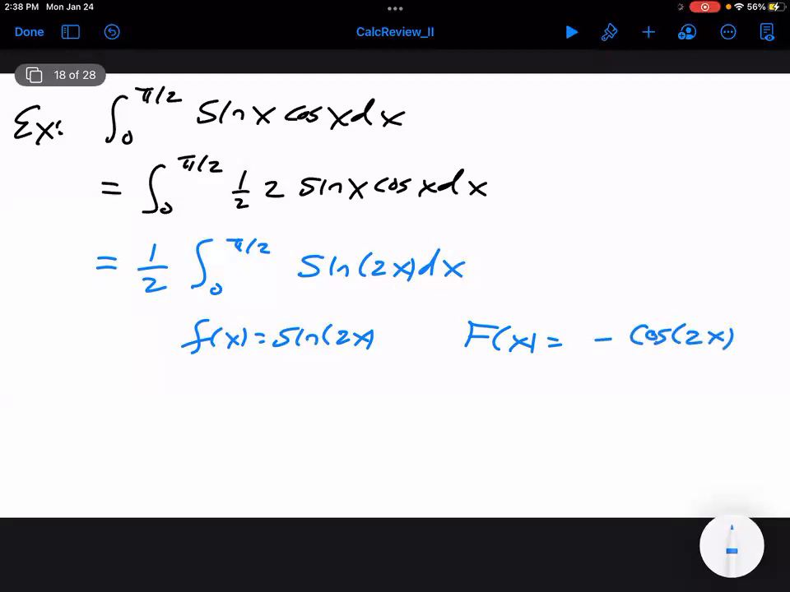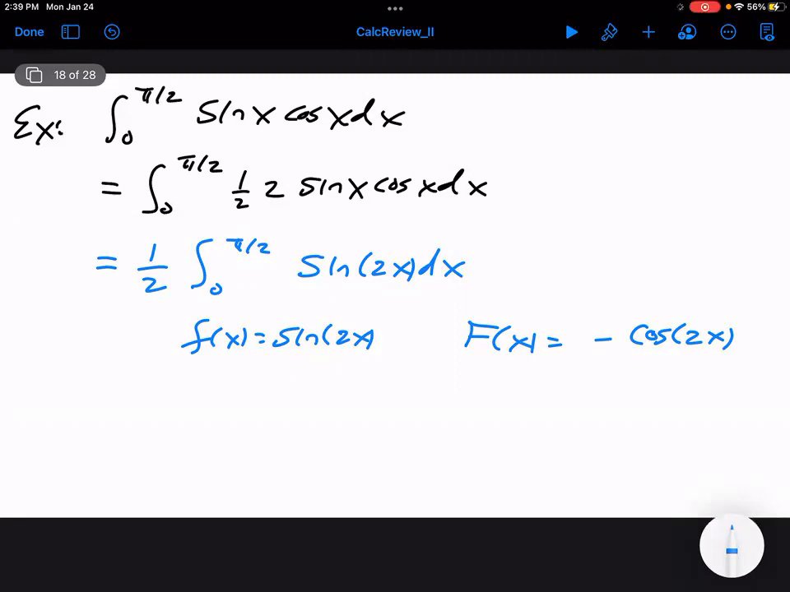And when I take the derivative of minus cosine, I use the chain rule, I get minus from the minus outside. The derivative of cosine is going to be minus sine, so the minuses reinforce. So I'll have a sine of 2x. Oh, but then I have the derivative of 2x, which gives me an extra factor of 2.